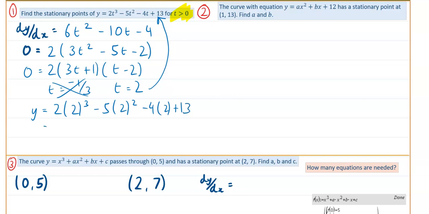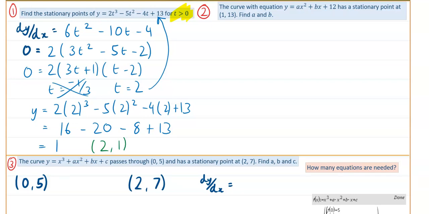So that is 16 minus 20 plus 8 plus 13... so it's at negative 4, negative 12. So I believe that comes out to just be 1. So our coordinate of our stationary point is 2, 1. And again, using that domain meant that I could ignore my other t value that we were working out from there.